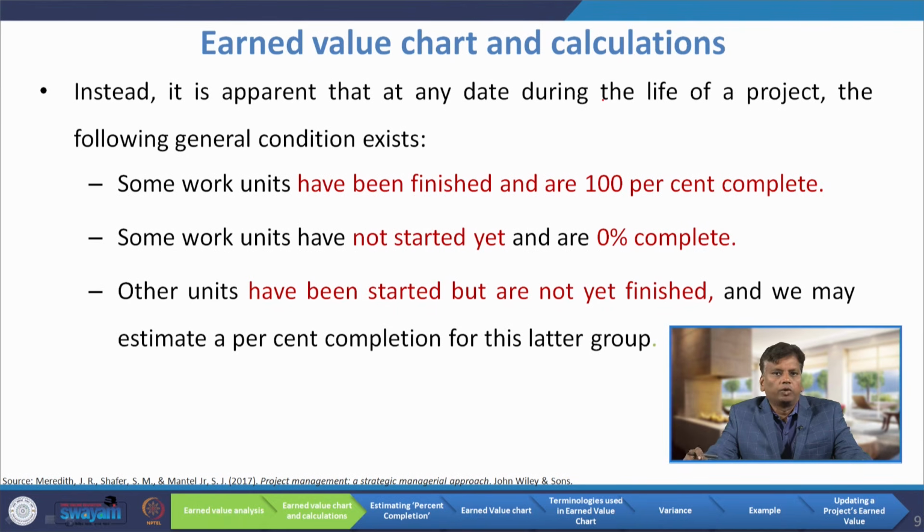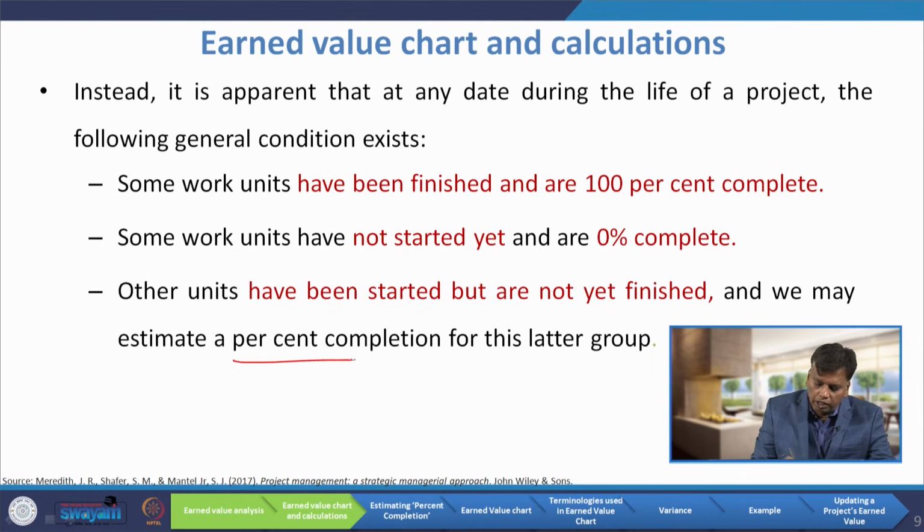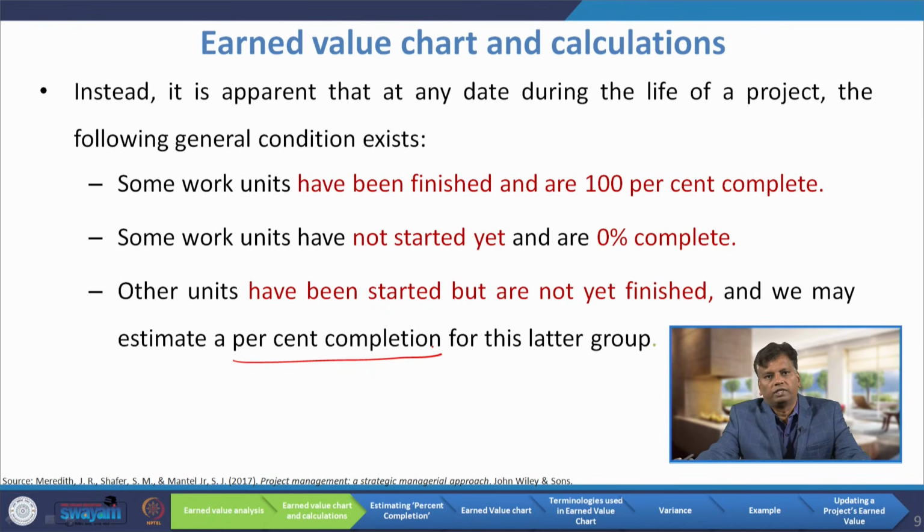Some work units have been finished and are 100% complete. Some work units have not started yet and are 0% complete, so either 0 or 100. Other units have been started but are not yet finished, and we may estimate a percent completion for this latter group also. Here the concept of percent completion comes in, because it is easy to say whether a task is fully completed, 100%, or not at all started, but there may be tasks which are started but not yet finished. There the concept of percent completion of the task comes in.